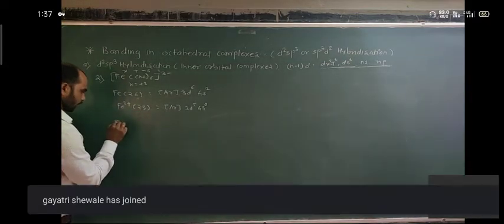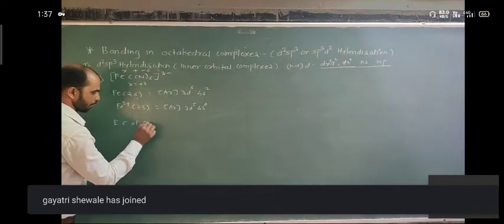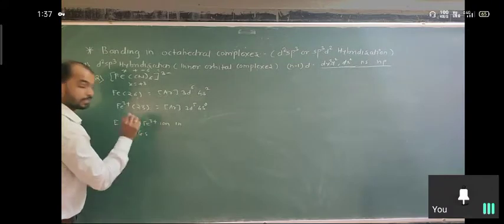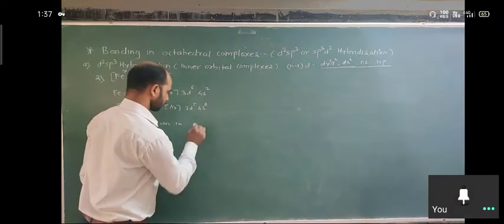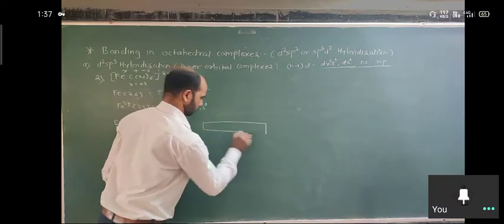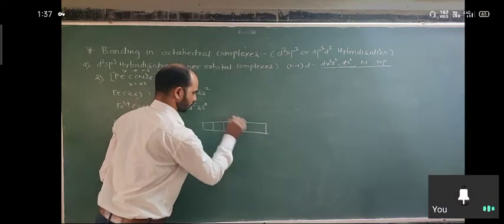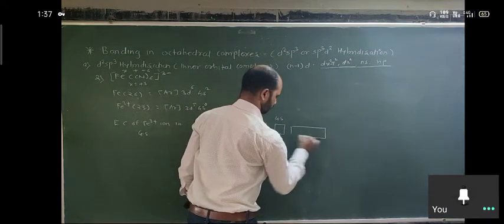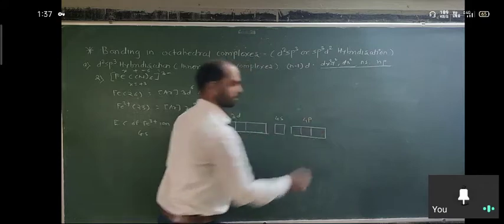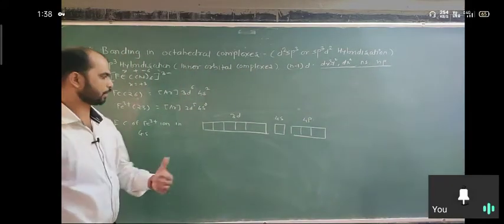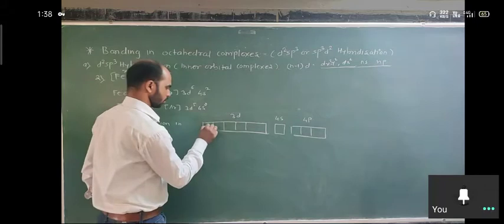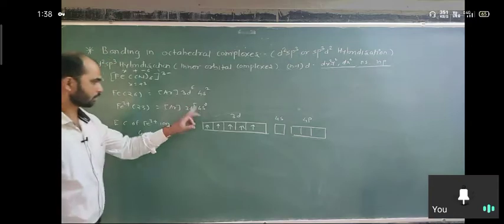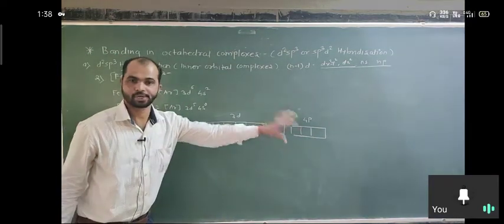So the electronic configuration of the Fe3+ ion in the ground state. In the ground state there is 3d, 4s, and 4p. The d has 5 electrons. One is already lost, so d has 5 electrons. There is no electron in s and no electron in p.